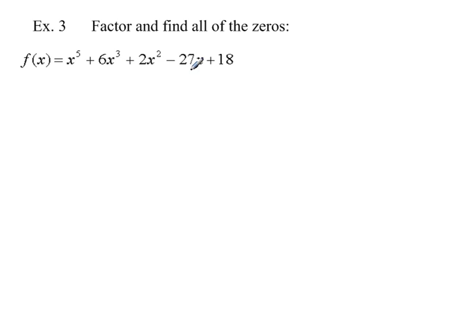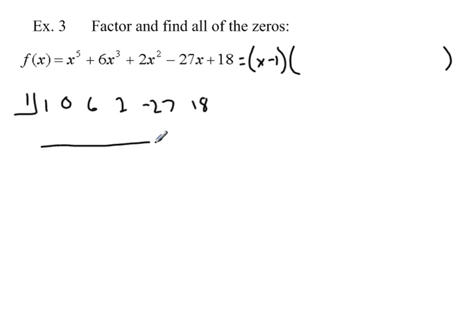Let's try 1. If I plug 1 in here, I get 1 plus 6 plus 2 minus 27 plus 18. And guess what? That works. So plugging 1 in here works, which means x minus 1 is a factor. Now what's the other factor? Let's find out using synthetic division. Careful here. Notice there's no x to the 4th term, so I'm going to have to put a 0 in that spot.